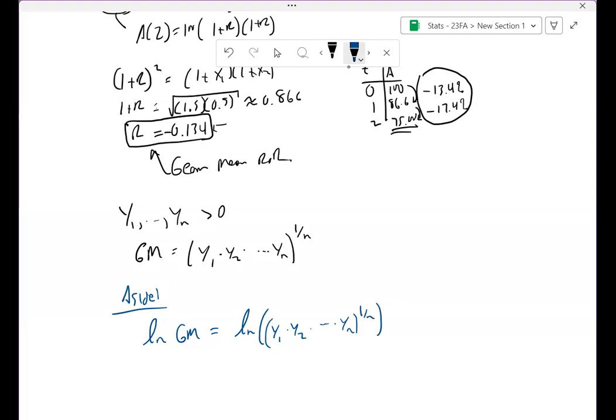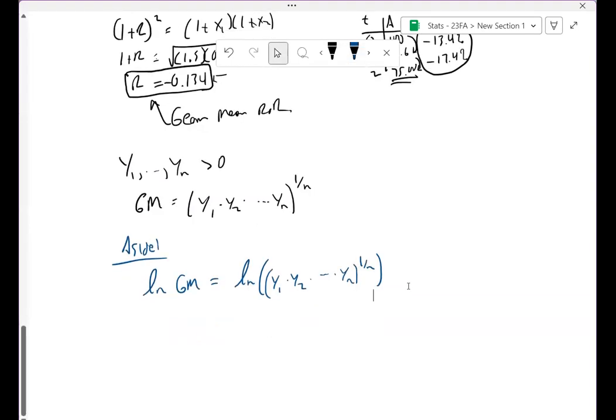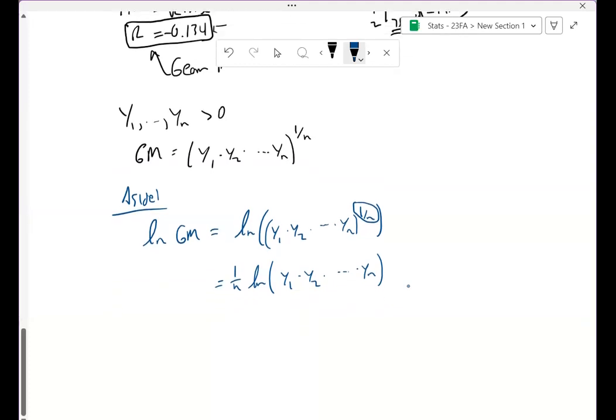As an aside, if you're not familiar with the log, not a big problem. This is just a little extra information to show you how the geometric mean relates to the arithmetic mean. One of the properties of the logarithm is that powers inside of the log become products outside. And another property of the log is that the log of the product of things is the sum of the logs of the things.